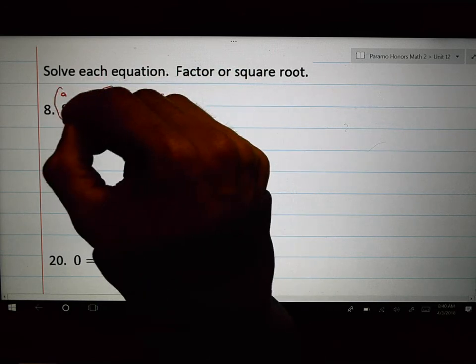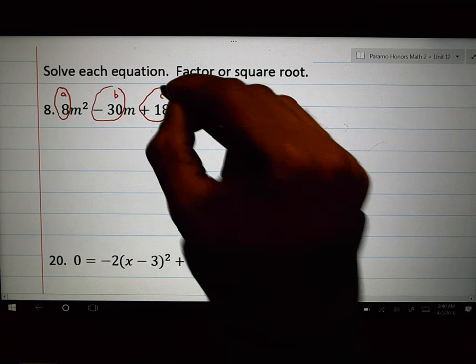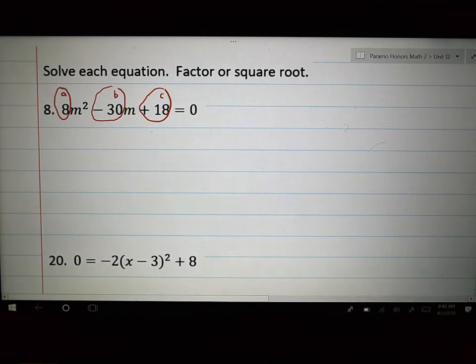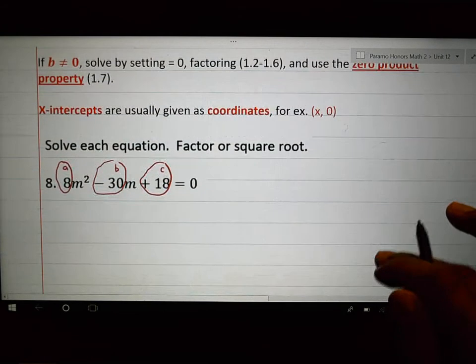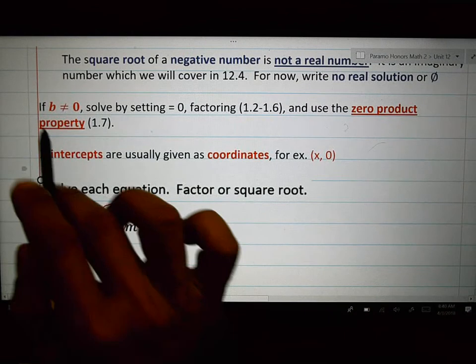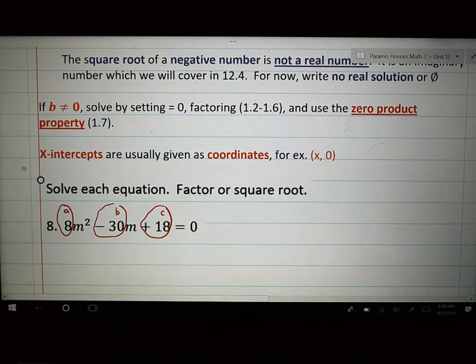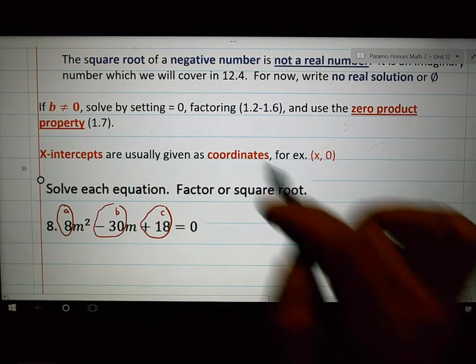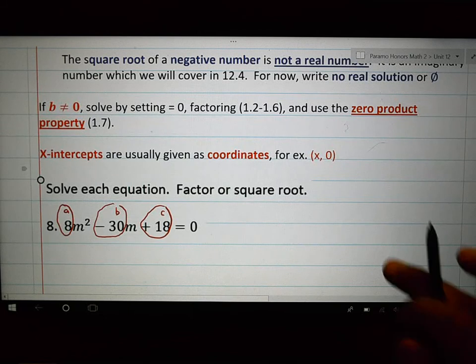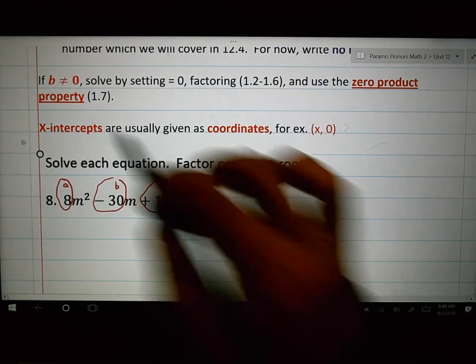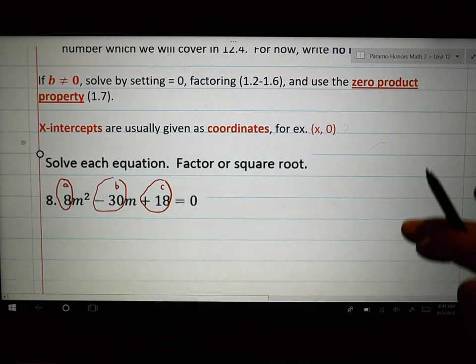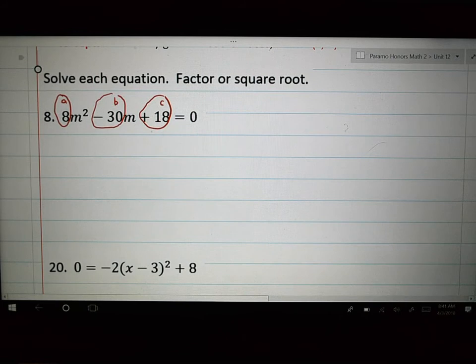This is your a. This is your c. When I ask you to decide, you're looking at the b value. The b value is negative 30. It's not 0. In my directions, if b does not equal 0, solve by setting it equal to 0 and factoring it. And we're going to use the zero product property. So my b is not equal to 0.